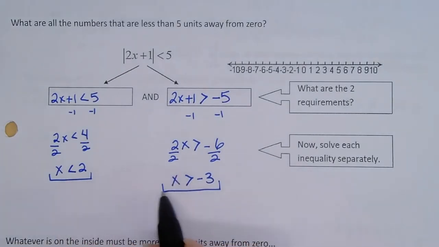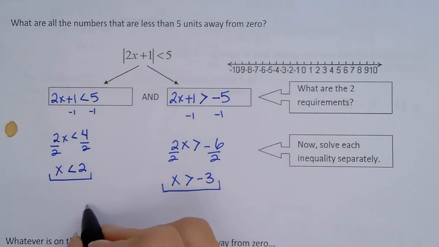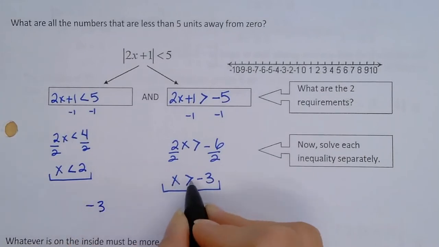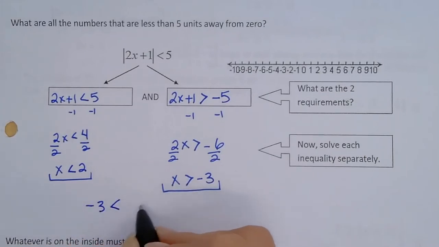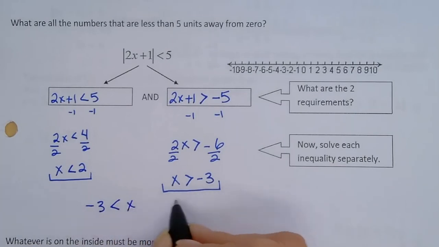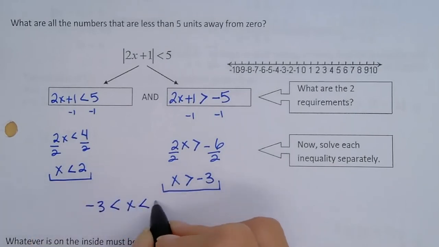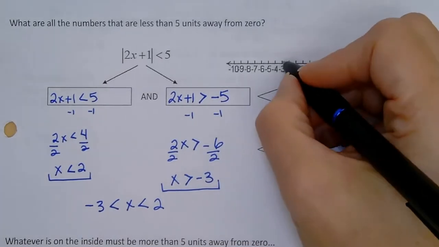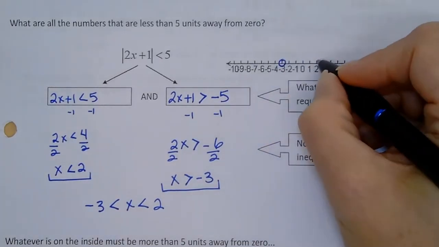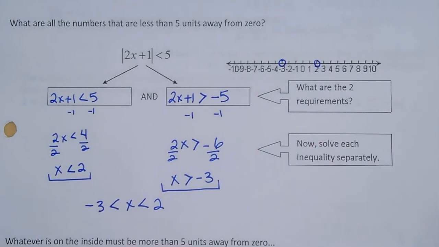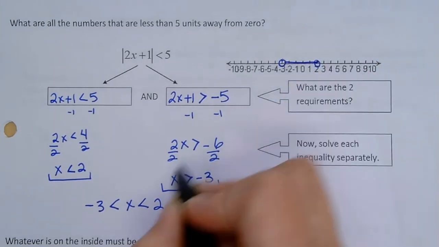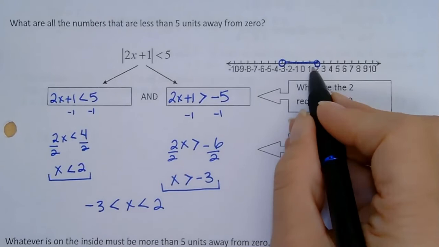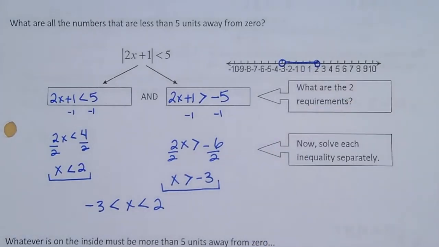I can rewrite this information in numerical order, and it'll look like -3. I want to get smaller as I'm going toward -3. So -3 is less than x, and also x is less than 2. Okay, it is a compound statement. It has information about x. X is in between -3 and 2. So I'm going to come up here and I'm going to say -3 and 2. Those are my boundaries. I want all the stuff in between. Okay, x has to be greater than -3 and it has to be less than 2.